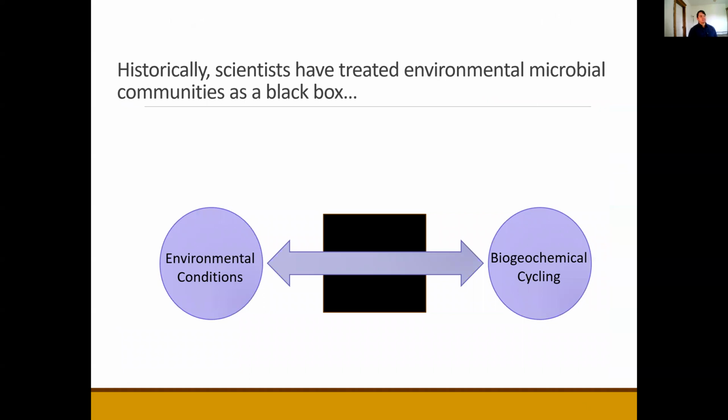But historically, scientists have actually treated environmental microbial communities sort of as a black box. So what does that mean? First, let's define what a black box is. In science, computing, and engineering, a black box is a system which can be viewed in terms of its inputs and outputs. So here you have environmental conditions and your biogeochemical cycling. Those are your inputs: you feed in your environmental conditions, and your result, or your output, will be your biogeochemical cycling.